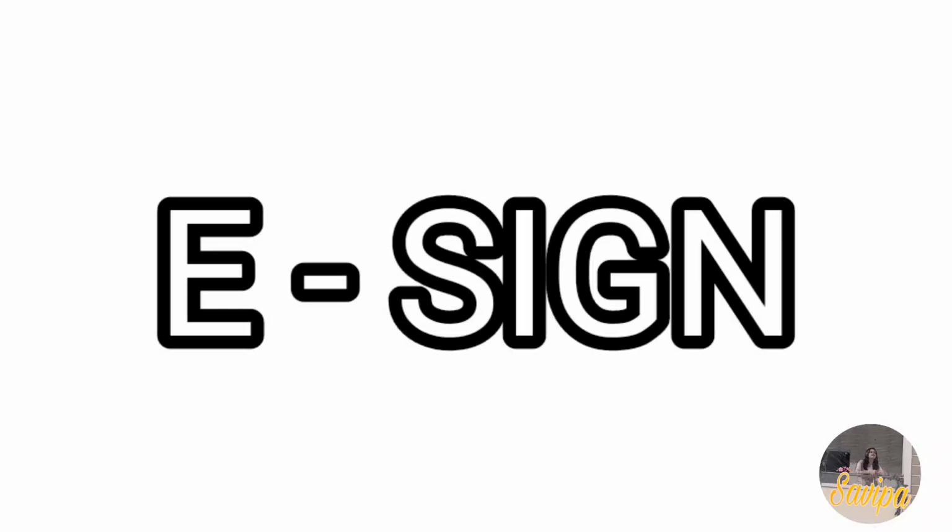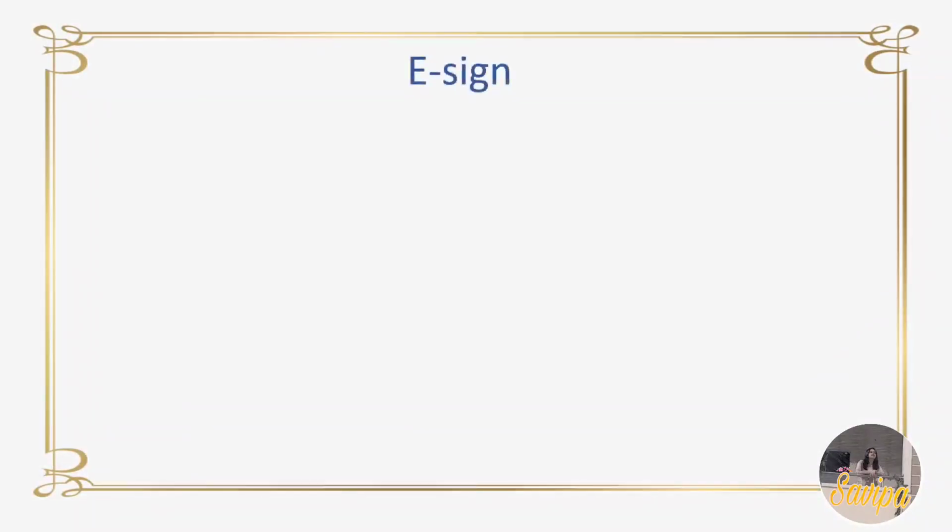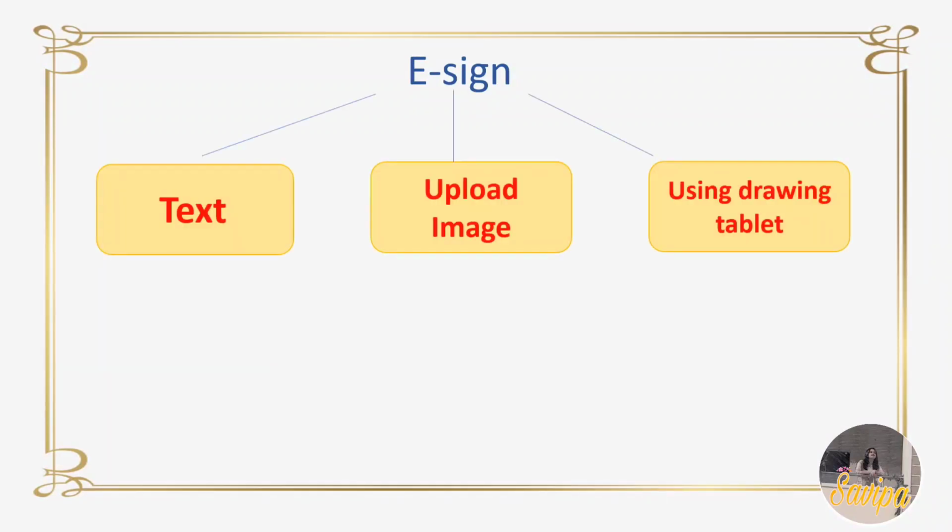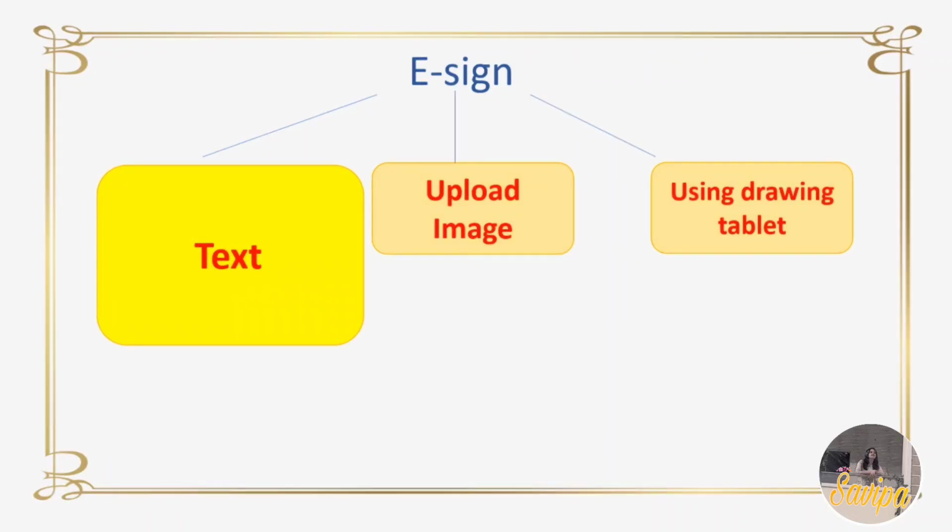As I already told you, I will explain how to do e-sign. Now let us see how we can do it. Generally, there are 3 kinds of e-signs. The first one is text form, the second one is upload image, and the third one is using a drawing tablet. Let us first see the text form.